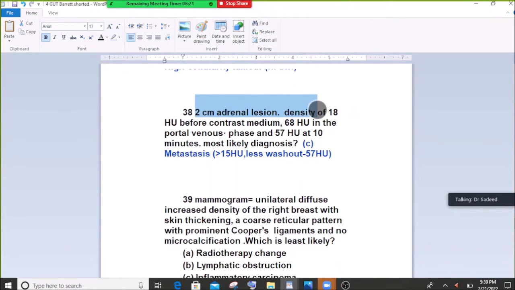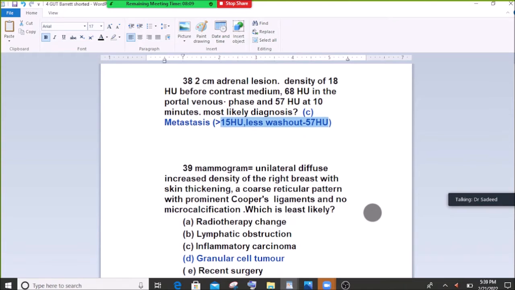Question 38, 2 cm adrenal lesion, you have 18 HU before contrast, 68 HU in the portal venous phase, and 57 HU at 10 minutes, most likely diagnosis? Metastasis. Because greater than 15 HU and less washout, just less than 57 HU, points to metastasis.